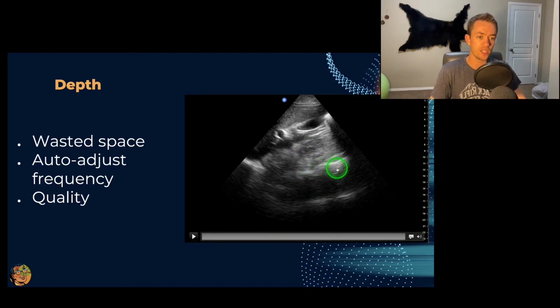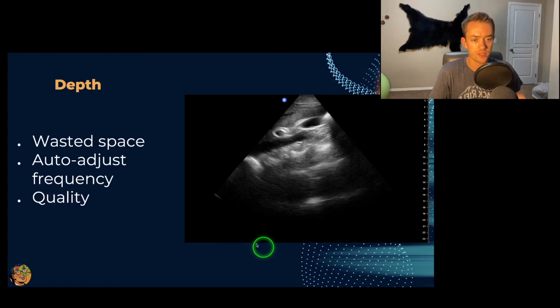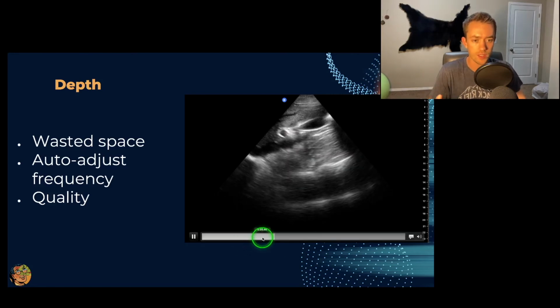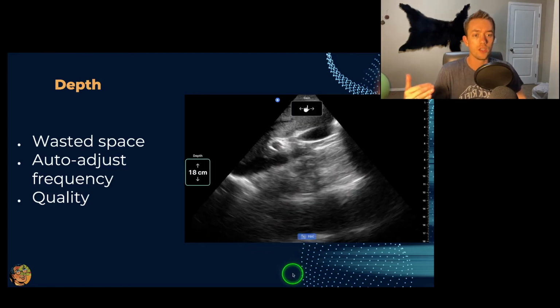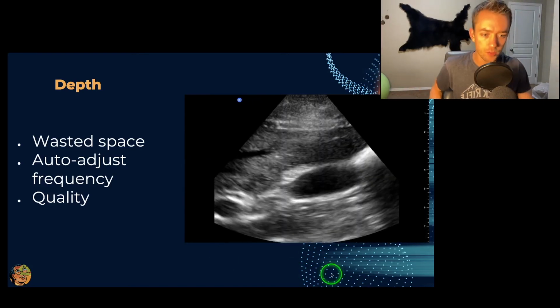I can actually see little bumps of my vertebrae. So like everything past here is like, I don't even know what that is. It's past my body. It's wasted space and it doesn't need to be there. So let's see, like I can see a kidney here and it's just wasted space and I don't want any of it. So let's decrease the depth to something that's actually reasonable.